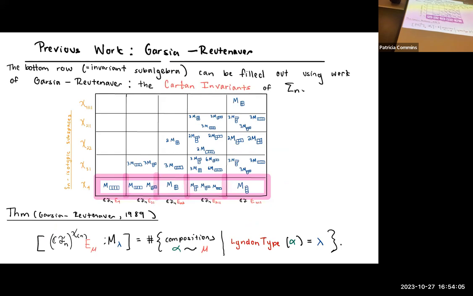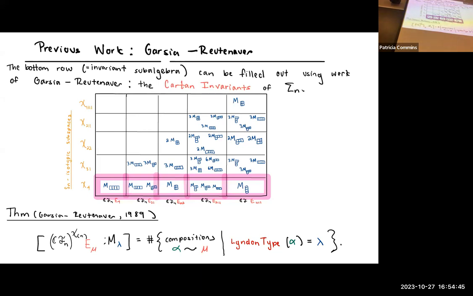All right, so some of these boxes are actually taken care of by previous work of others. The bottom row is the trivial isotypic subspace, so it's the opposite of the descent algebra. It turns out the boxes in the bottom row are just the projective indecomposables of the descent algebra. And Garcia and Reutenauer computed the Cartan invariants, which give you these composition multiplicities, in their original paper, and got a nice formula for it.